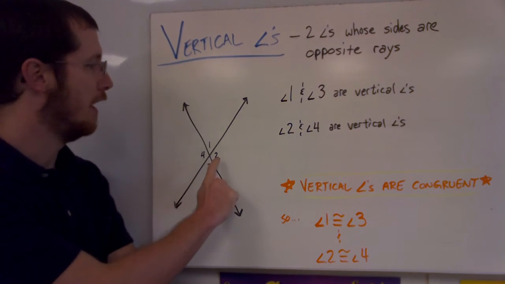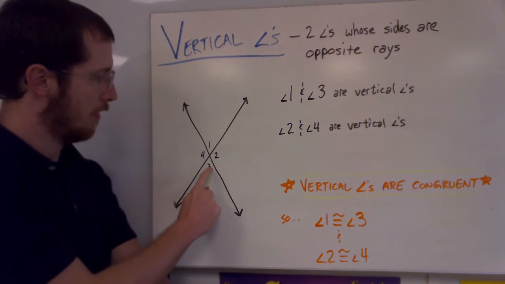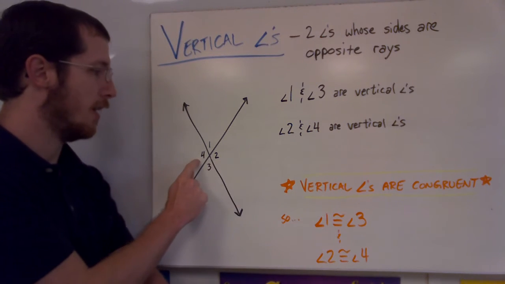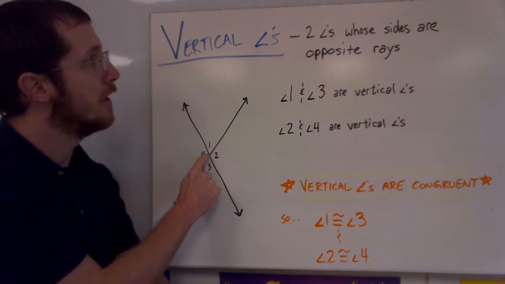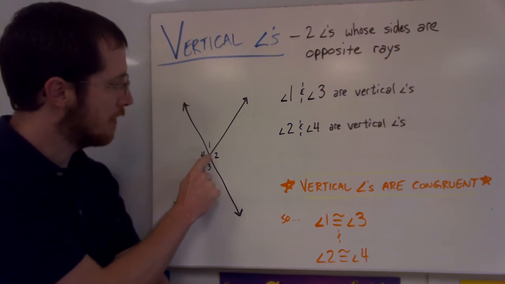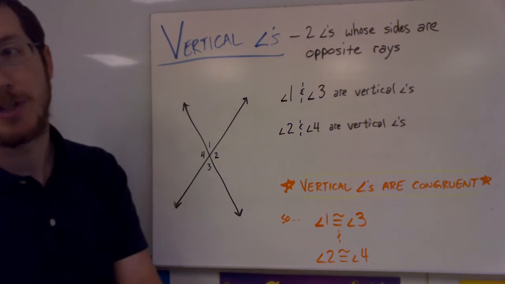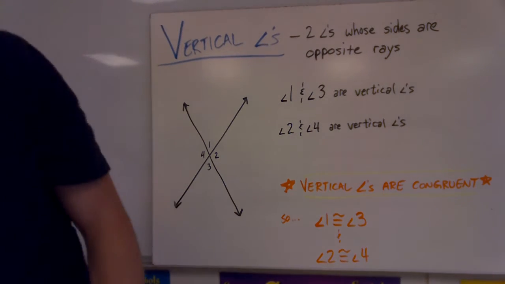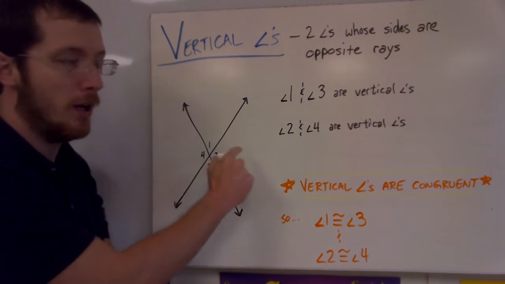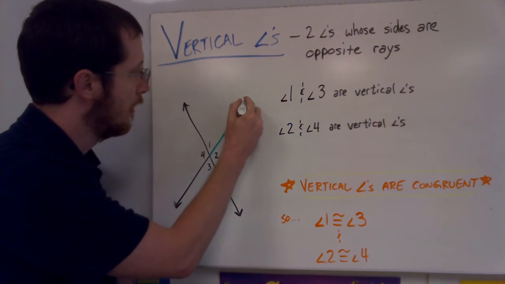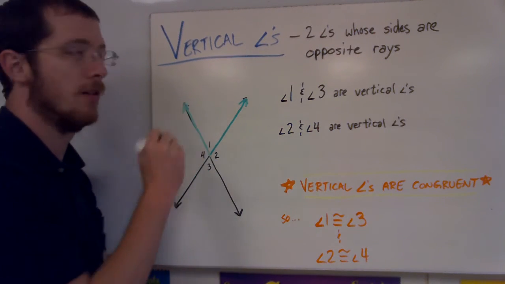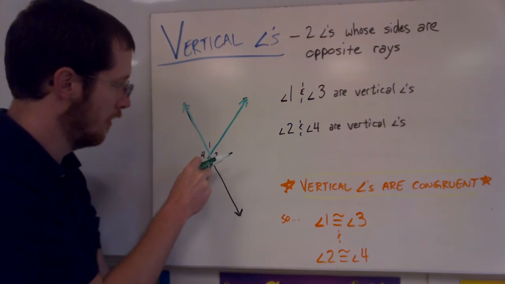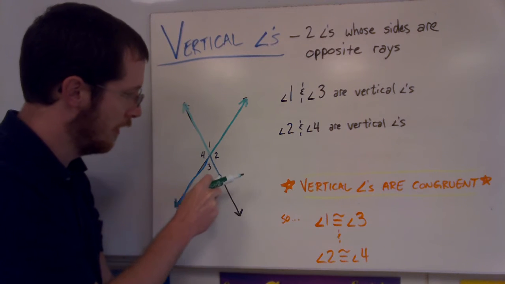So let's look. We've got angle 1 and 3 are vertical angles. We've also got angles 2 and 4. So notice they have the same vertex and their sides are opposite rays. So angle 1 here has sides here and here. Its sides are opposite rays with angle 3, whose sides are here and here.